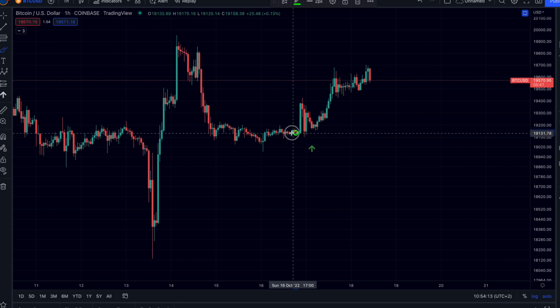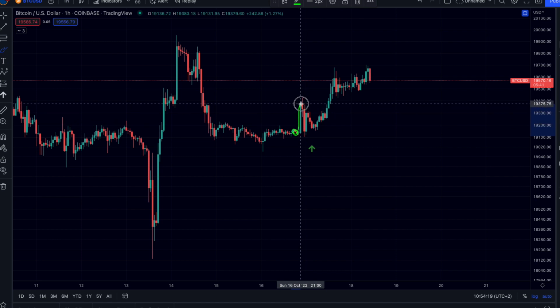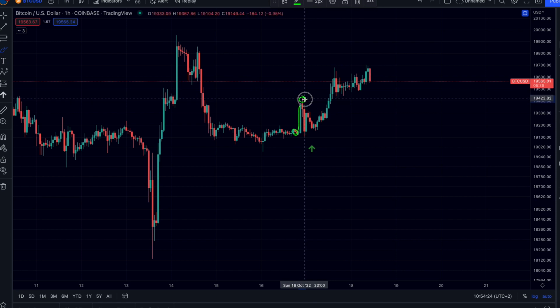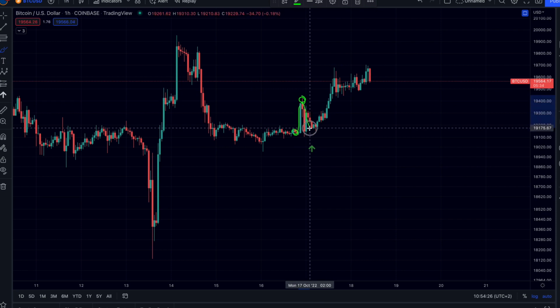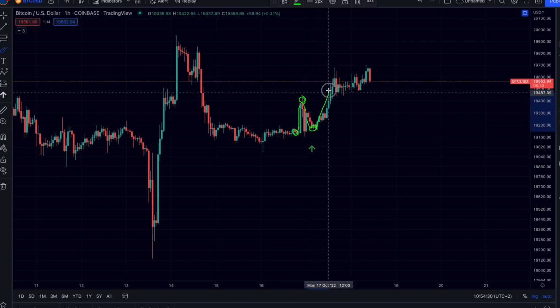As you can see, the funding rate turned negative right here. That is a very bullish sign, and just a couple of hours later, the price went up. Here, the funding rates actually turned positive again. Then the price went down. Right here, the funding rate turned negative again, and the price went up.